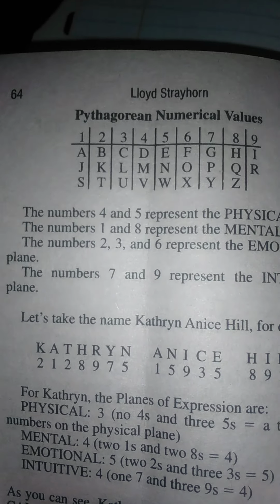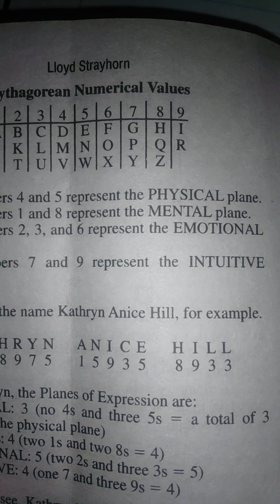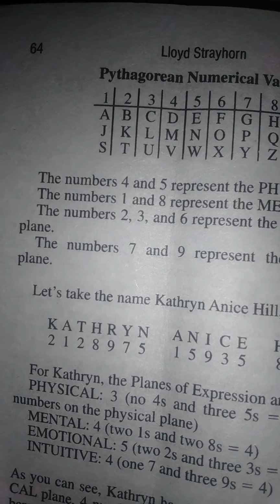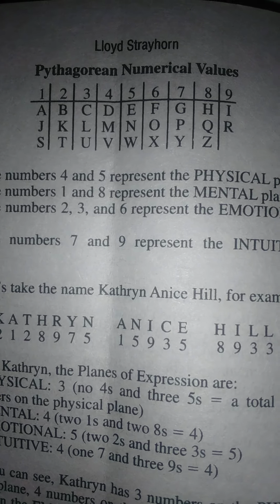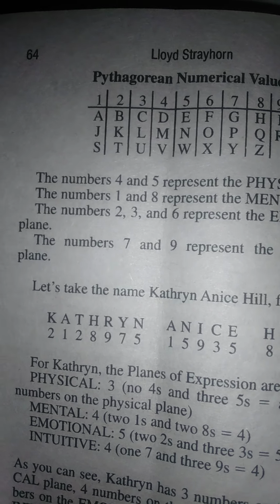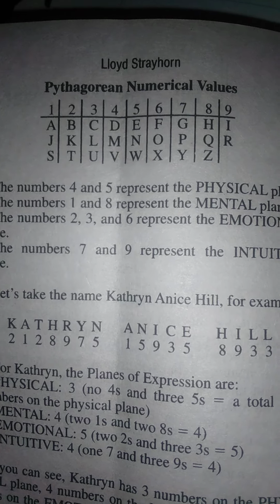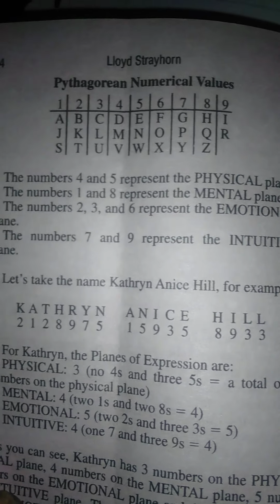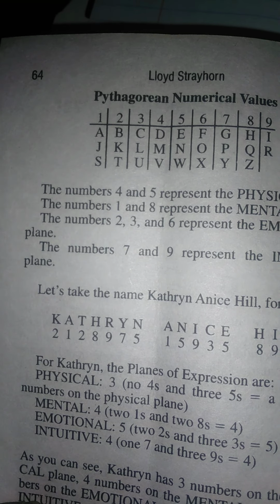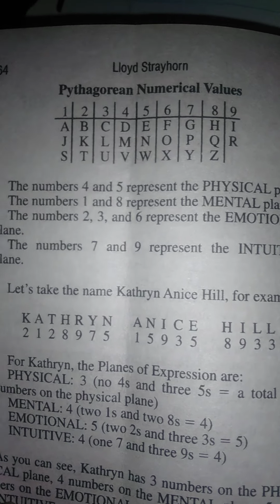Now if you got 4 and 5 representing in your name, that's the physical plane. If you have the numbers 1 and 8 representing in your name, that's the mental plane. The numbers 2, 3, 6 represent the emotional plane. And the numbers 7 and 9 represent the intuitive.